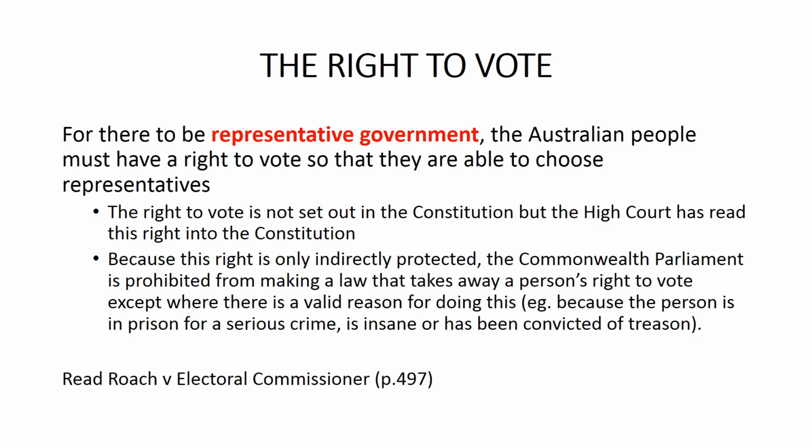In the case of insane people, they're incapable of making the choice which is necessary to effectively participate in an election. It's therefore okay to take away their right to vote. In the case of people who've been convicted of treason, they have shown that the way they want to change the government is by force, not through the ballot box. And in that case, again, it's not inconsistent with representative government to take their right to vote away from them because they don't value the right to vote. They've sought to change the government not through voting, but through force instead.